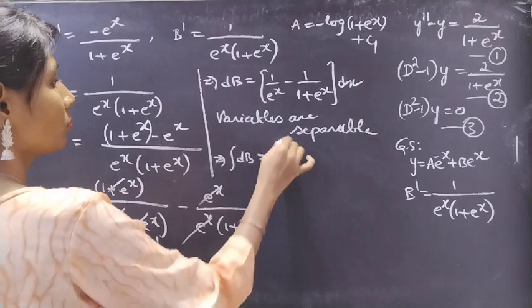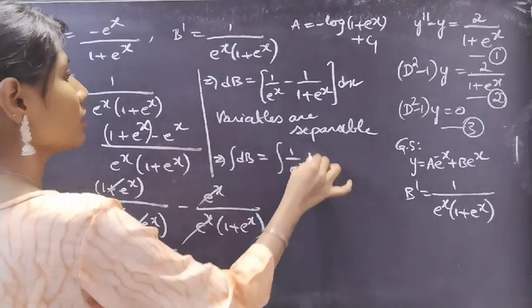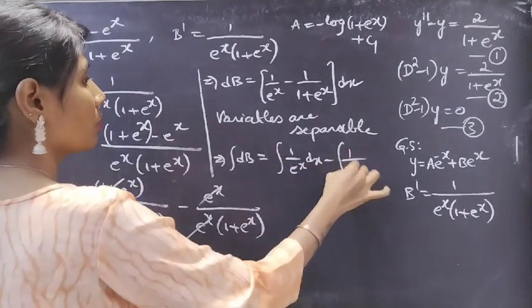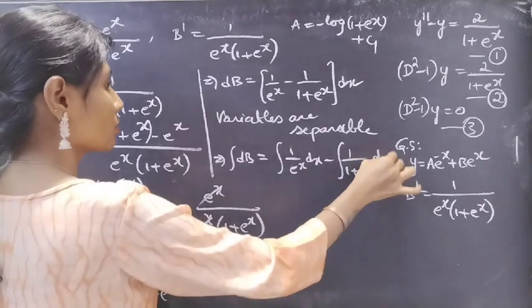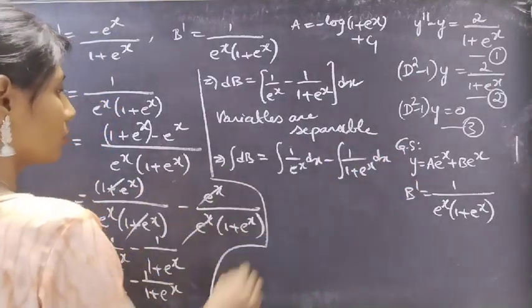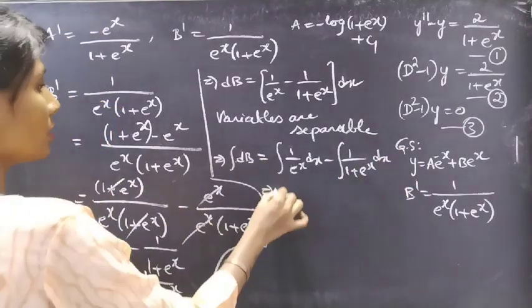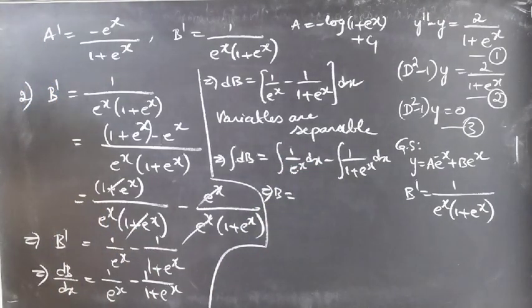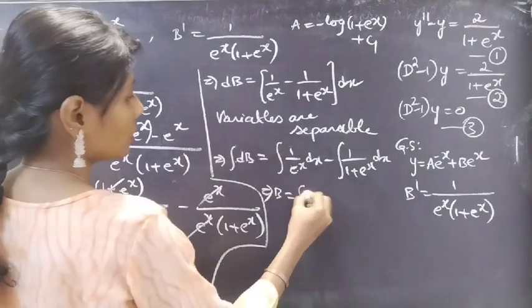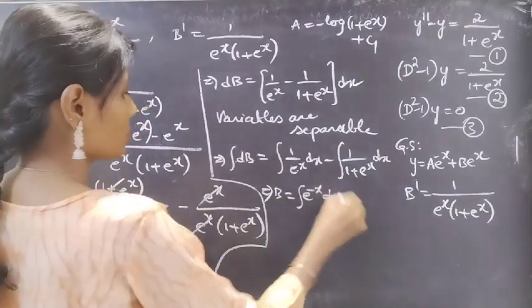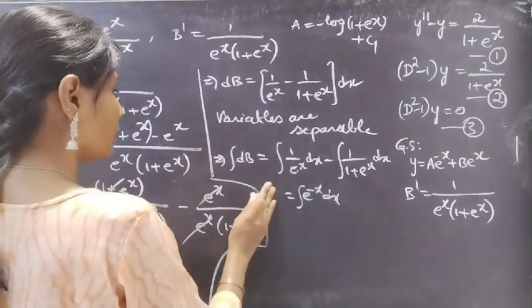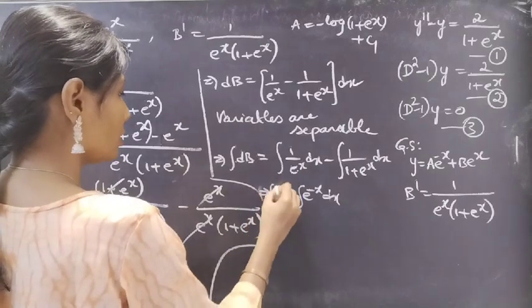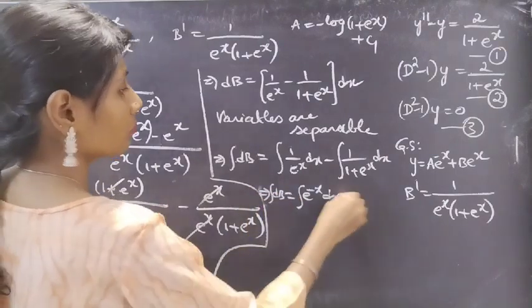Integral dv equal to integral 1 by e power x dx minus integral 1 by 1 plus e power x dx, right? From this we'll get integral dv is b equal to integral 1 by e power x. You can write it as integral e power minus x dx. Let's not perform integration here itself. Let's take time.